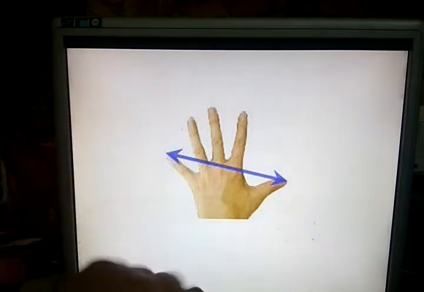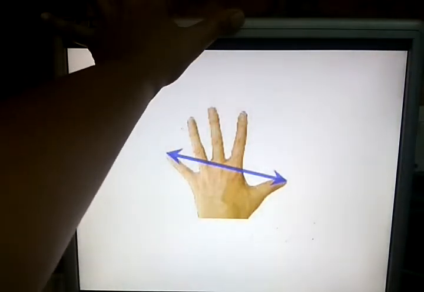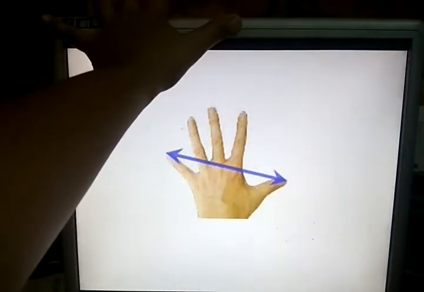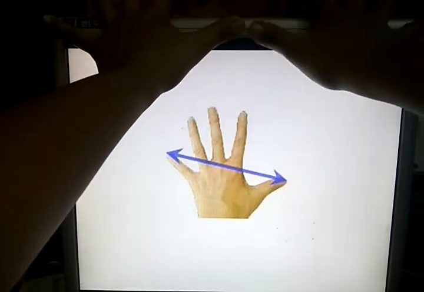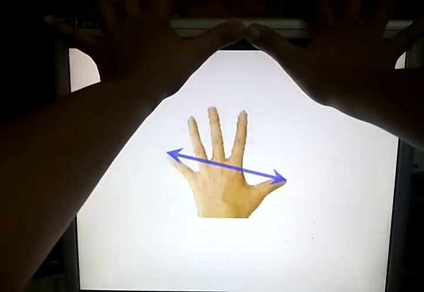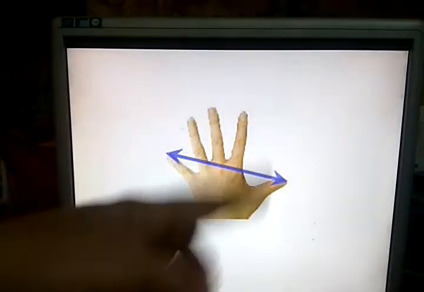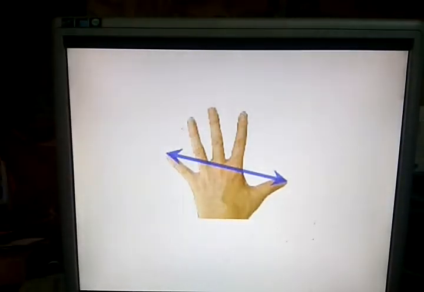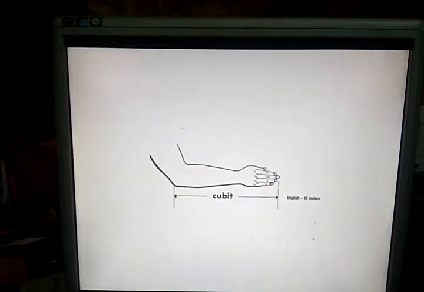Now, look, I am measuring the length of the monitor. Here, one hand span and second handspan. So length of this monitor is 2 handspans. Next non-standard unit is cubit. What is cubit? Cubit is the length from the elbow to the end of the fingers.